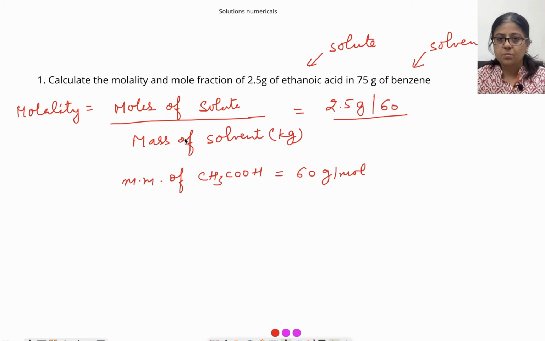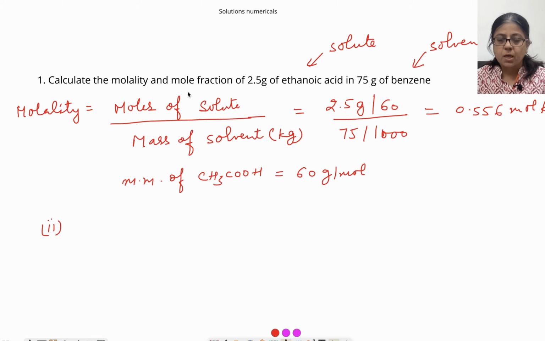And how to get the mass of the solvent in kg? So this is the mass of the solvent, 75 gram. To convert it into kg, we will divide it by 1000. So this will give the value of molality, which is equal to 0.556 mole per kg. So write down the units with your answer, mole per kg or small m. Okay, so this is the first part that we have calculated here.